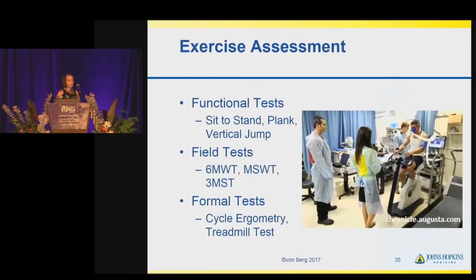And then there's more formal exercise testing. Cycle ergometry is the gold standard for people who have cystic fibrosis, and that's what you see here, where you're hooked up to extra bells and whistles. They're monitoring what's going on with your oxygen and your blood, and it's really going to give a lot of values that can help guide a very specific exercise program and find out where your limitations are. There's also a treadmill test, which people may be familiar with as well.